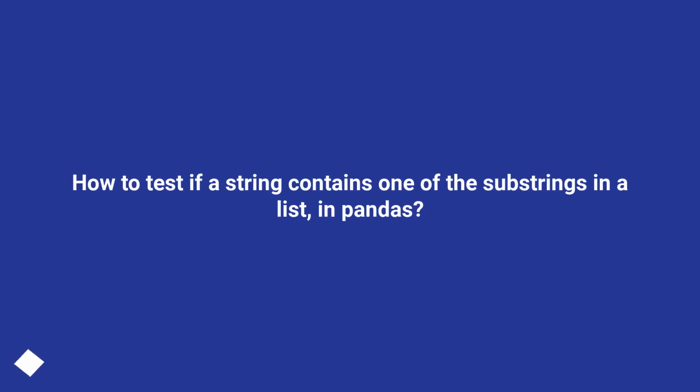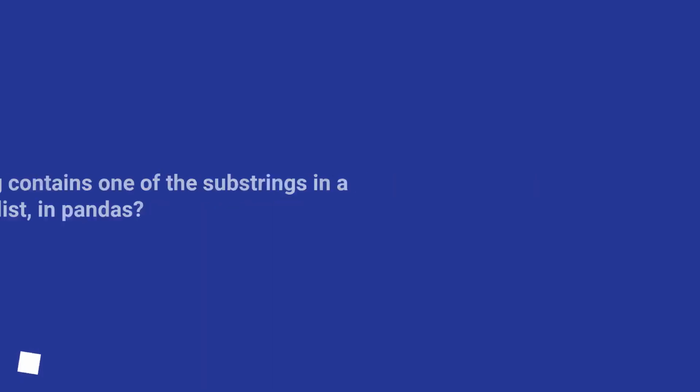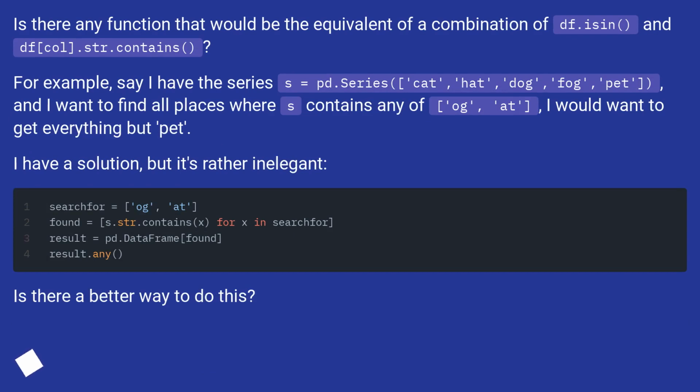How to test if a string contains one of the substrings in a list, in pandas. Is there any function that would be the equivalent of a combination of df.isin and df.col.str.contains? For example, say I have the series s equals pd.Series cat, hat, dog, fog, pet, and I want to find all places where s contains any of 'at'. I would want to get everything but pet.